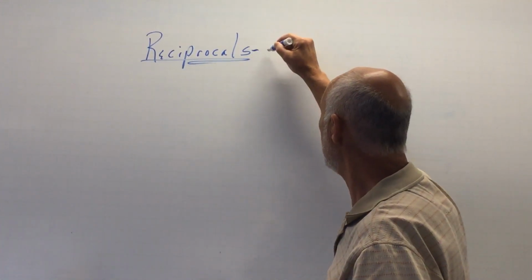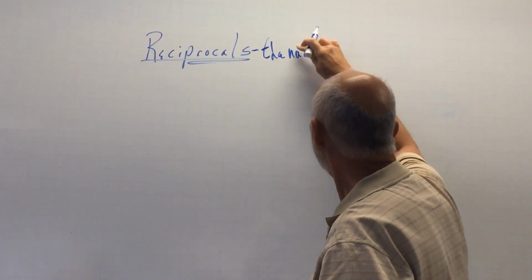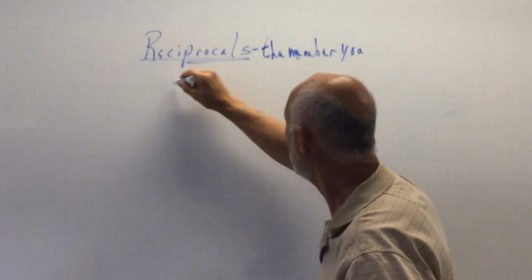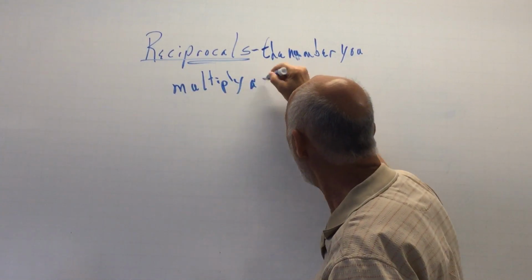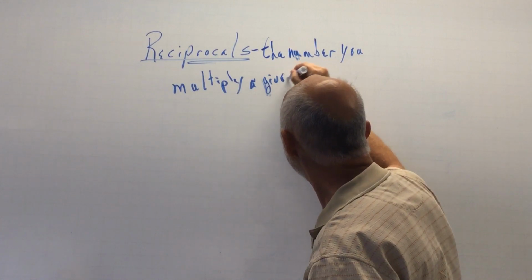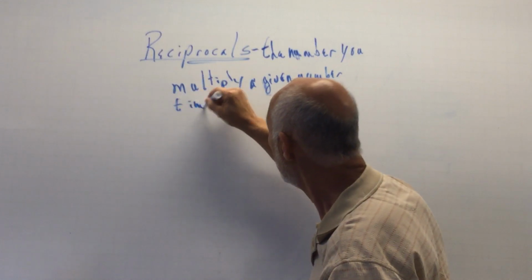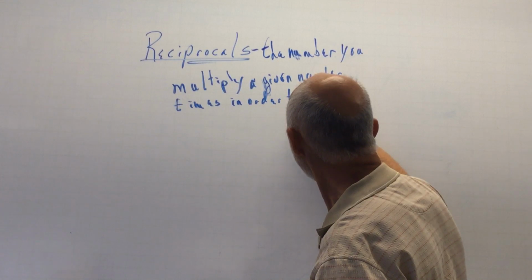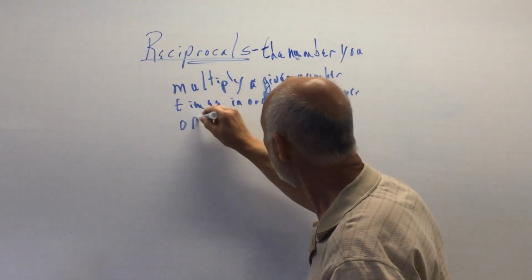A reciprocal is the number you multiply a given number times in order to get an answer of 1.